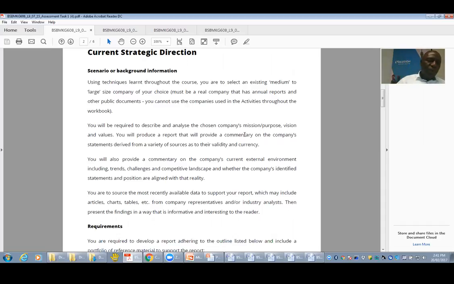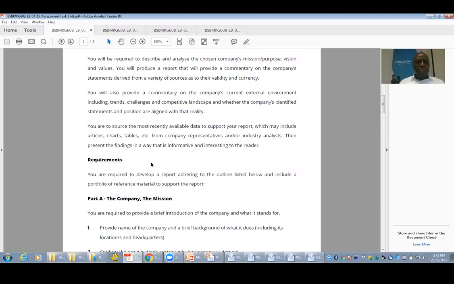So make sure the company you've chosen has the mission, the company's values, the company's objectives, and their marketing plan, and probably their strategies as well. Most of these things are now freely available. You're also to source the most recently available data to support your report, which may include articles, charts, tables, etc., from company representatives, industry, and others. You don't have to go to the company itself, but choose a company that makes this information available on the net.